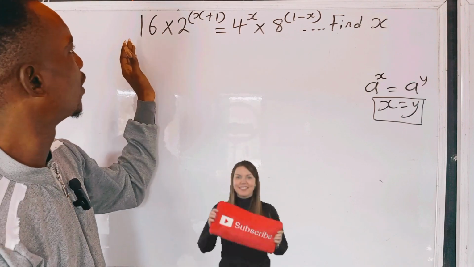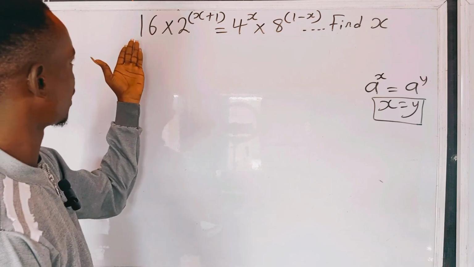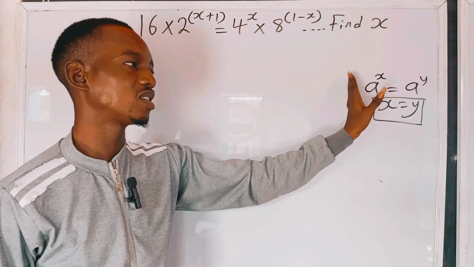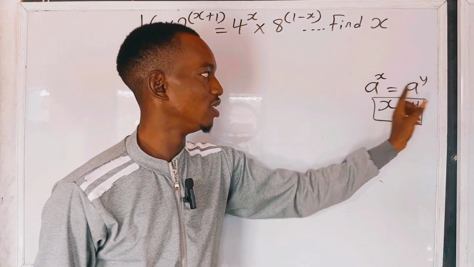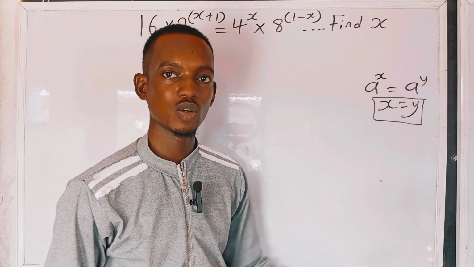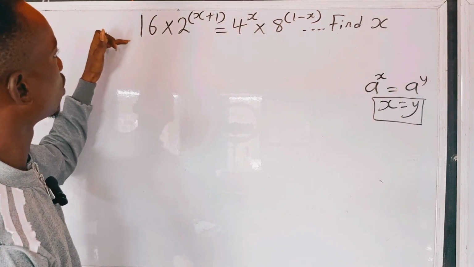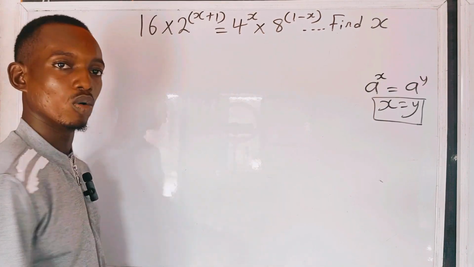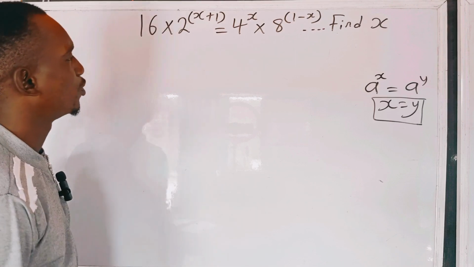Here now we have a lot of bases. We have 16, we have 2, we have 4, we have 8. So for us to use this idea to get rid of this and have just a linear equation, we have to make sure everything here has the same base. Okay, the bases are equal. We have to try that. Now, how can we do that?